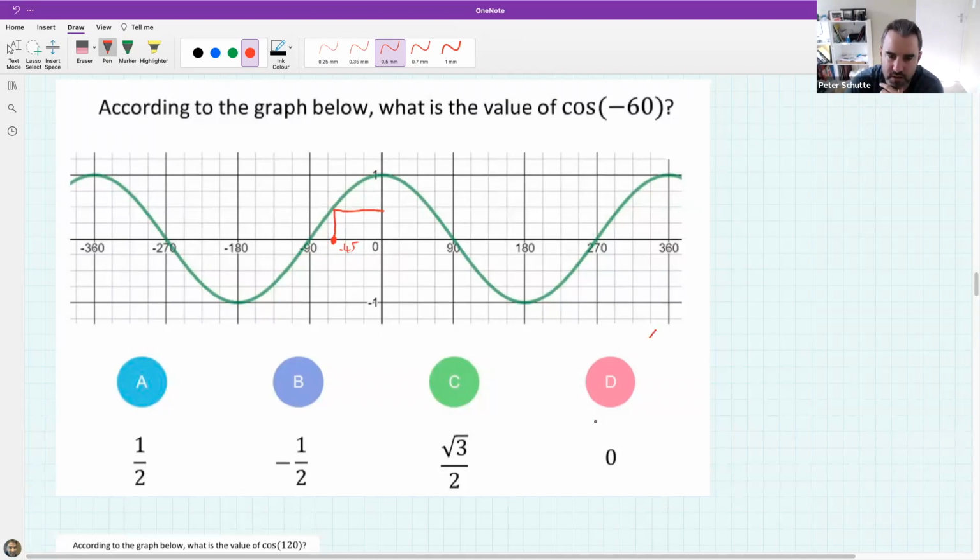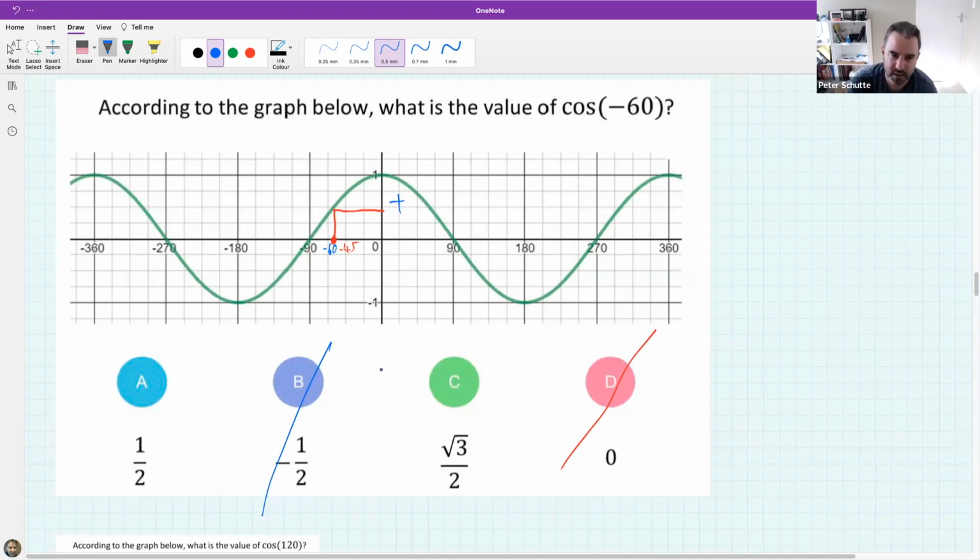I don't think it can be this one. If I look at this graph here, if you look at the y value, imagine this being minus 60. Can you see that it ends up being positive on the y-axis? So I'm going to cross out these two. Now my only options are half and root 3 over 2.